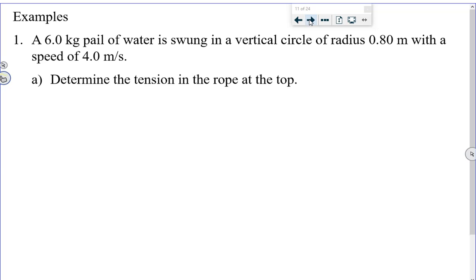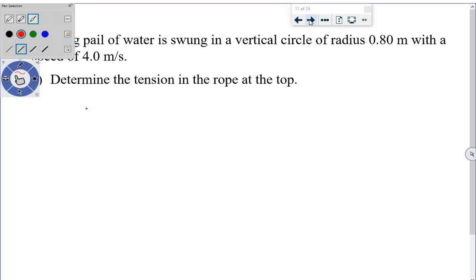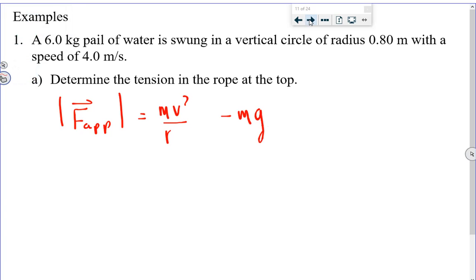So number one, a pail is swung in a vertical circle of a radius 0.8 meters with a speed of 4 meters per second. What's the tension at the top? So here's where I cut to the chase, everybody. All that warm-up stuff, I don't want to have to do that every time we do a question like this. The tension at the top, the applied force at the top, is going to be mv squared over r minus the force of gravity, because at the top gravity helps out. That's what you need to kind of remember here.